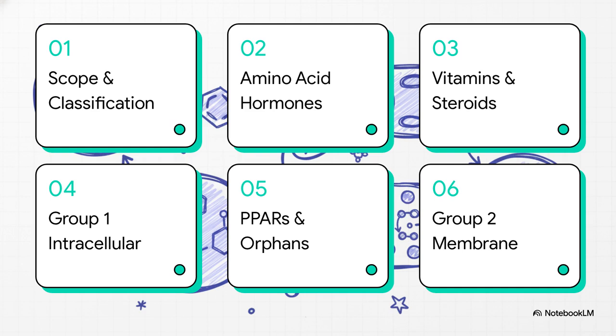Okay, let's dive into this roadmap. We'll be moving through 6 precise phases, starting with scope and structural classification, then amino acid-derived hormones, followed by vitamins, peptides, and steroids. After that, we'll shift down to mechanisms with Group 1 intracellular signaling, PPARs, and orphan receptors, and finally, Group 2 membrane transduction.